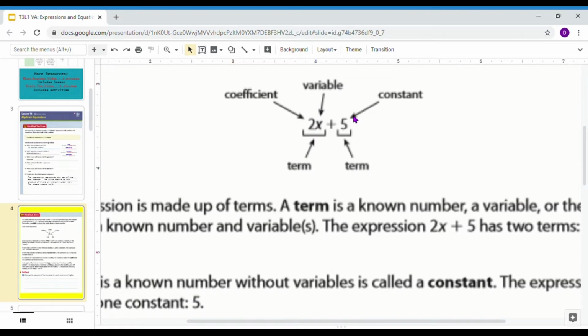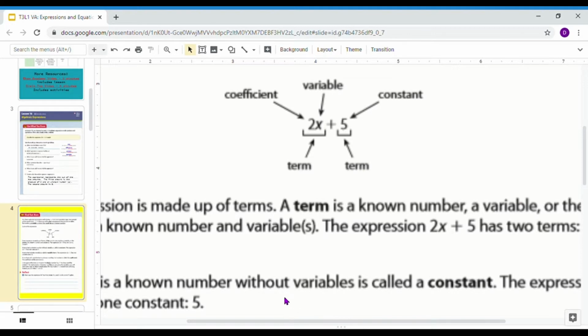And then the next definition that we're going to talk about is a variable term. We know that a term is going to be either a known number, or a known number and a variable. But the variable term is the term that has the variable. So if any term has a letter, which is called a variable, that's considered a variable term. If this was 2x plus 5y, it would be 2 different variable terms.